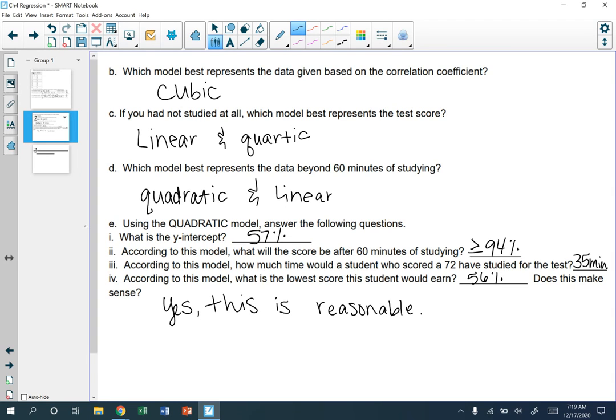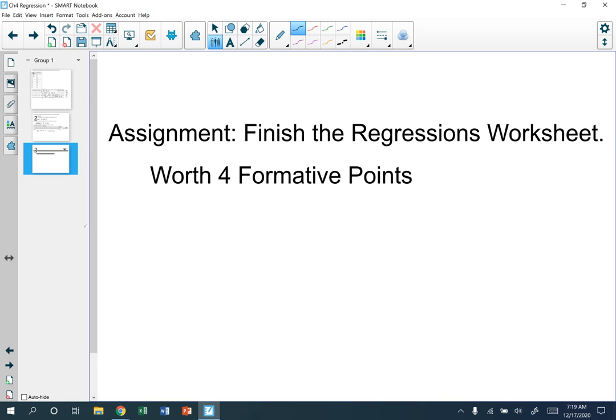Okay, that's all we have for today's lesson. What you need to do is finish the second problem. So you need to run the second regression, okay? And again, we just walked through how to do that exactly. And that's going to be worth your 4 formative points for today. So go ahead and finish that.